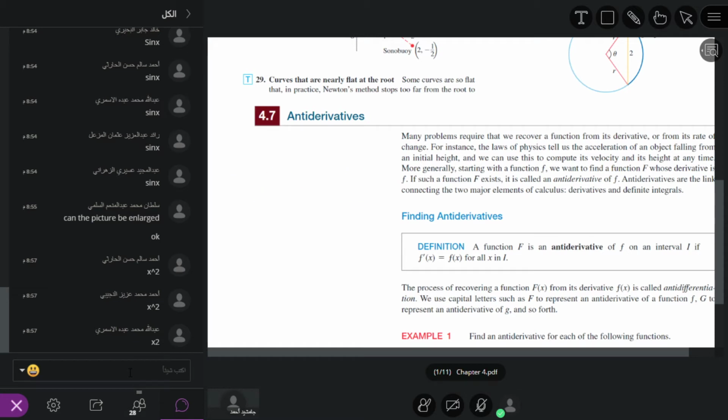Similarly, if small f of x is equal to cosine x.